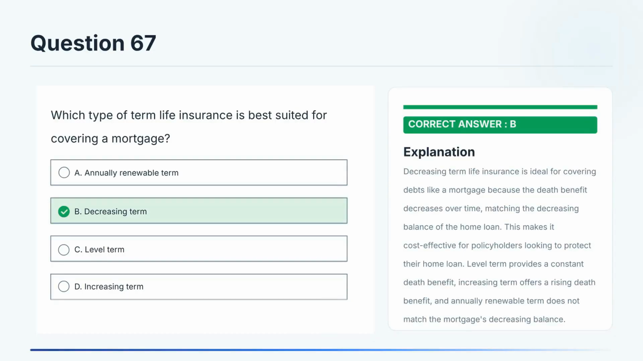Decreasing term. Decreasing term life insurance is ideal for covering debts like a mortgage because the death benefit decreases over time, matching the decreasing balance of the home loan. This makes it cost-effective for policyholders looking to protect their home loan. Level term provides a constant death benefit. Increasing term offers a rising death benefit, and annually renewable term does not match the mortgage's decreasing balance.